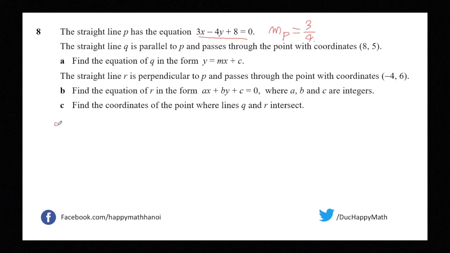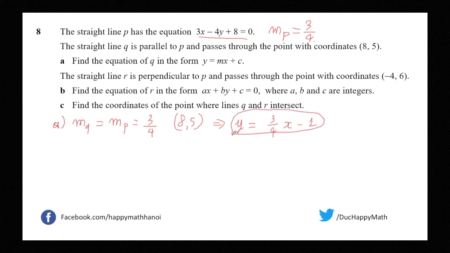And the gradient of Q has to be equal to the gradient of P. So it has to be 3 over 4, and you got the point is 8 and 5. So you can easily calculate y equals 3 over 4 x minus 1. Okay, do it by yourself and check with my result. This question is too easy to solve.